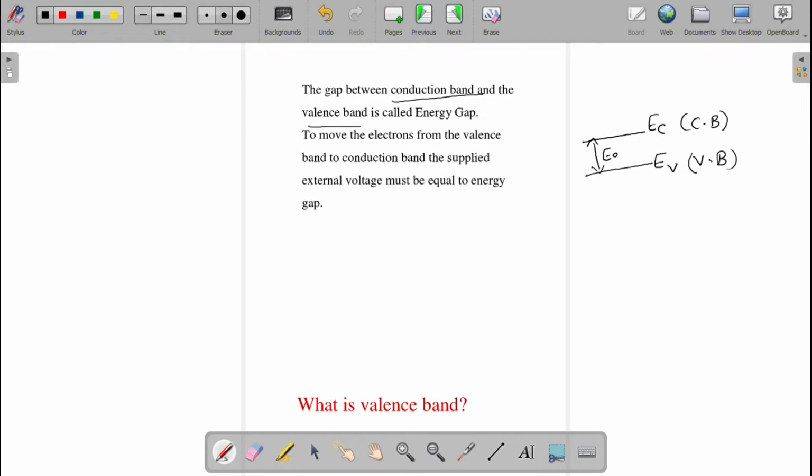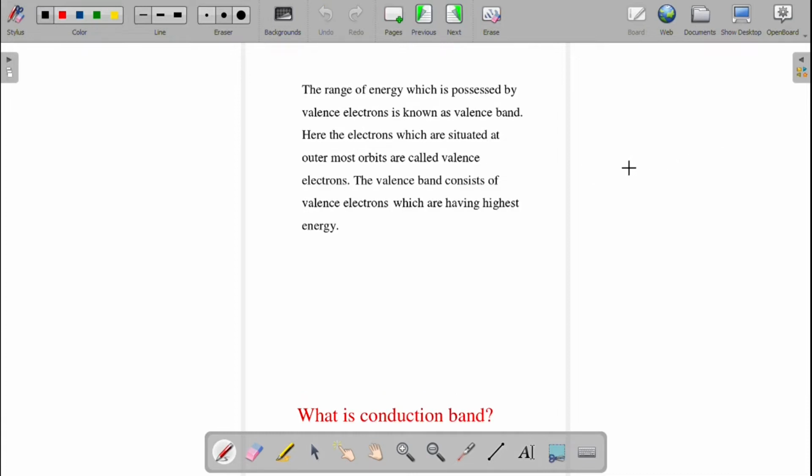gap. So in this experiment, this part only we are going to find out, the gap between the conduction band and the valency band. Suppose you are trying to make the electron go from the valency band to the conduction band, we have to supply some energy, right? That energy will be equal to the energy gap. How much energy we apply to make the electrons move from the valency band to the conduction band, that energy is equal to the energy gap, right? So this is the aim of our experiment, to find the energy gap of the given material of the PN junction diode, right? Next, what is the valency band?